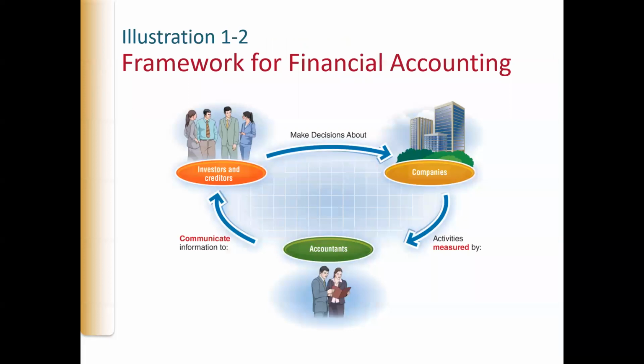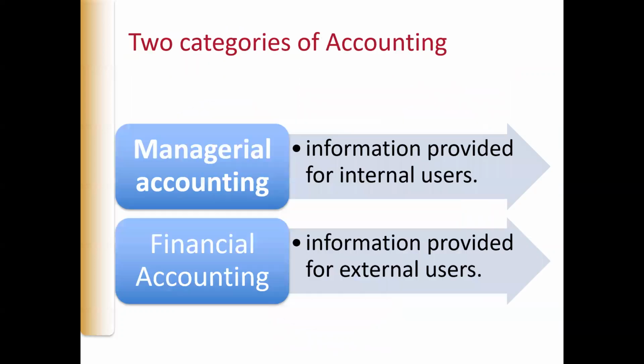Okay, so now, there's a cycle here. Investors and creditors need to make decisions about companies. Companies have activities, and accountants measure those activities and put them in the form of financial statements to communicate that information to investors. That's how the cycle works.